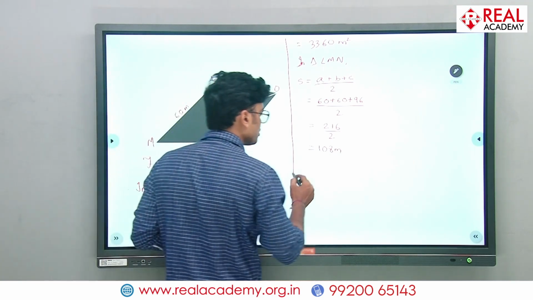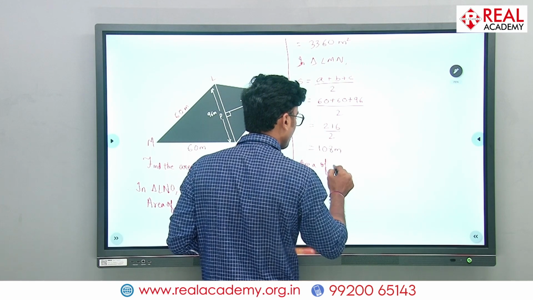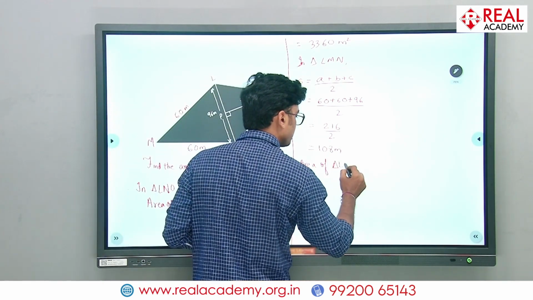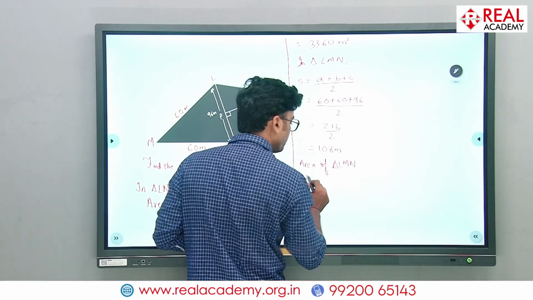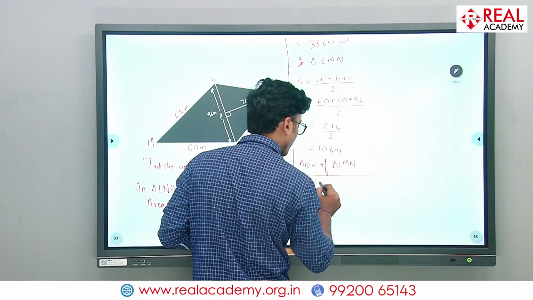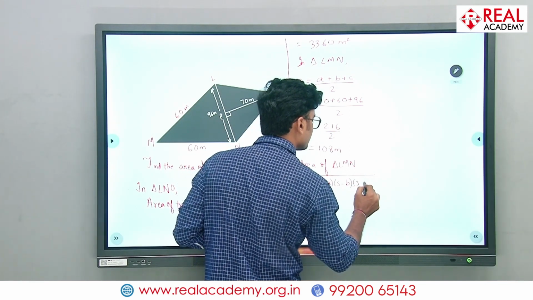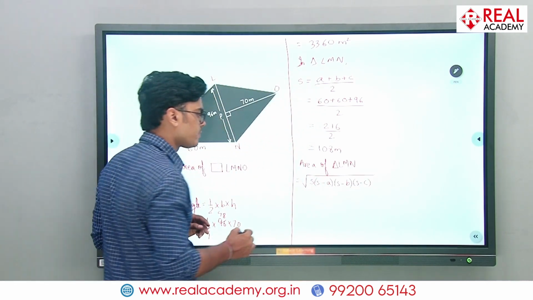Now let us use Heron's formula. Therefore, area of triangle LMN equals, the formula is square root of s into s minus a, s minus b, s minus c. We just need to substitute the values.